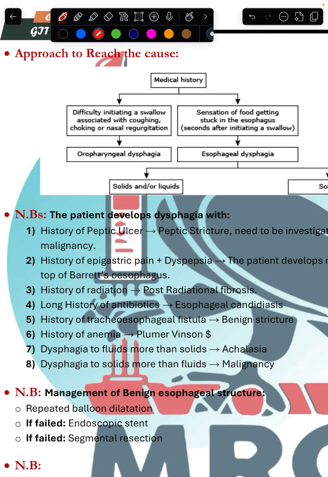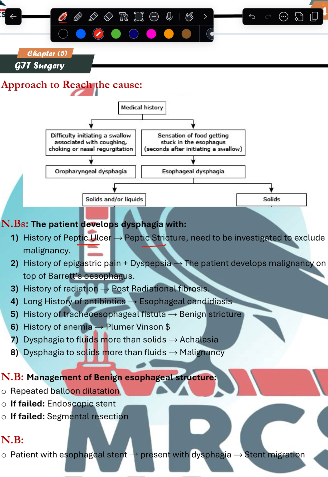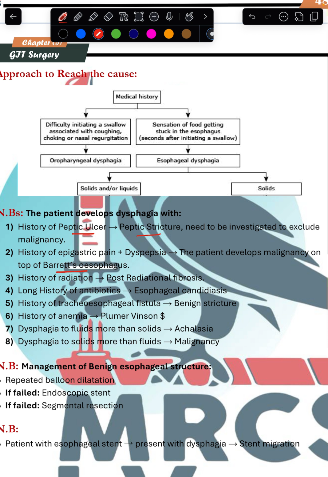Patients develop dysphagia with a history of peptic ulcer. So there can be a peptic ulcer leading to peptic stricture, which needs to be investigated to exclude malignancy. History of epigastric pain and dysphagia: the patient develops malignancy on top of Barrett's esophagus. That is again Barrett's esophagus, conversion of the squamous to columnar goblet cells, leading to adenocarcinoma.